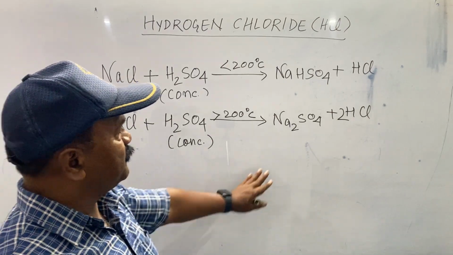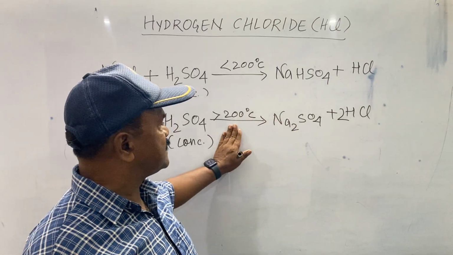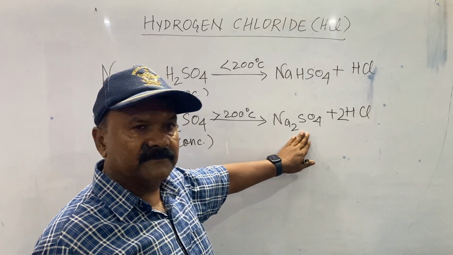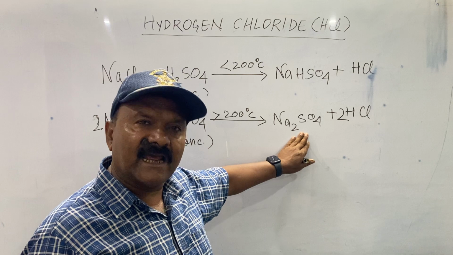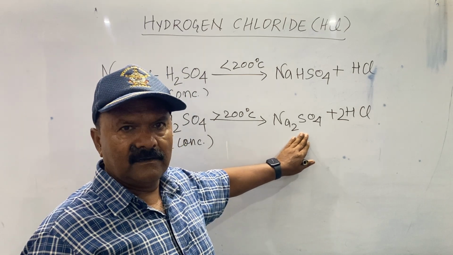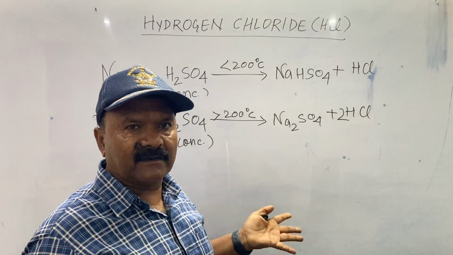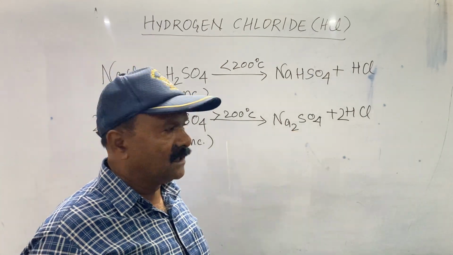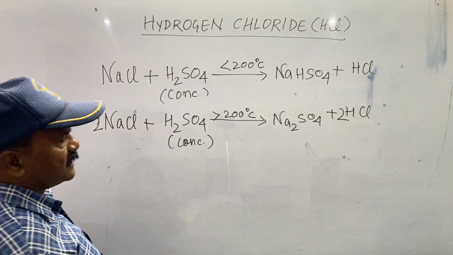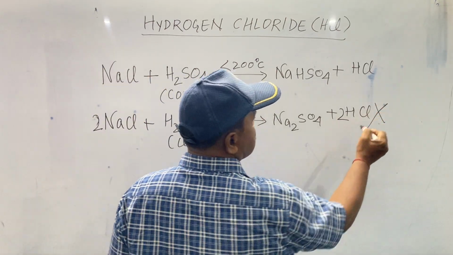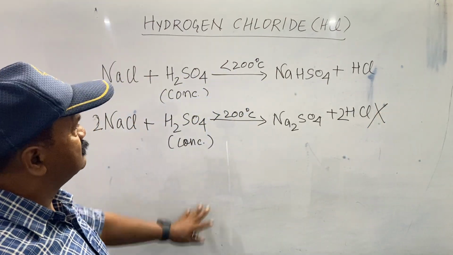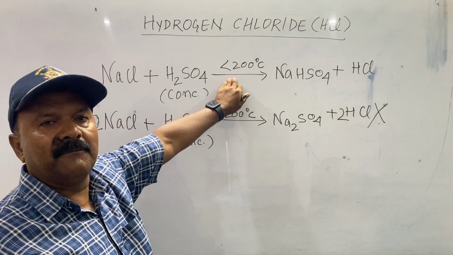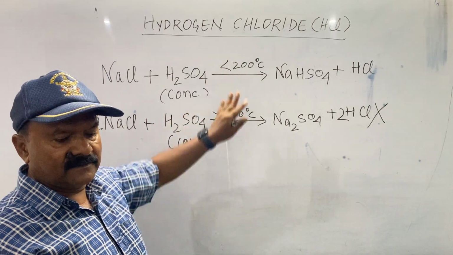Yeah. So because of this formation, when the temperature is more than 200 degrees Celsius, because of the formation of sodium sulfate, it sticks at the bottom of the flask and gives you a thick white crust. That's the reason why this reaction is discarded. We'll prefer this one. We will make sure that the temperature does not go above 200 degrees Celsius.